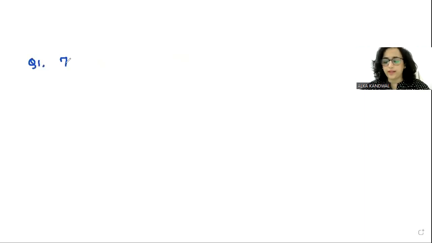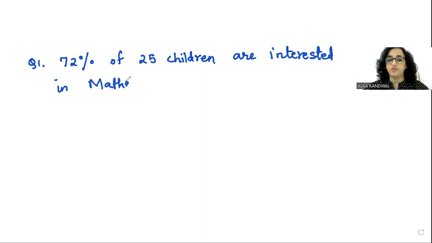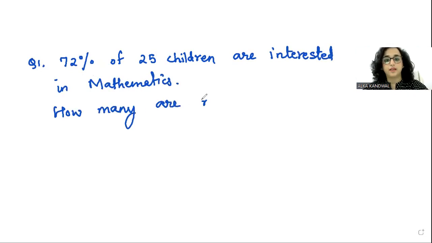Now, if I tell you that there are 25 children in the class and 72% of the 25 children in the class are interested in maths. They like maths. Okay, so that is very nice, right? The 72% like it. They are interested in mathematics. So the question is, how many children are not interested? How many are not interested?